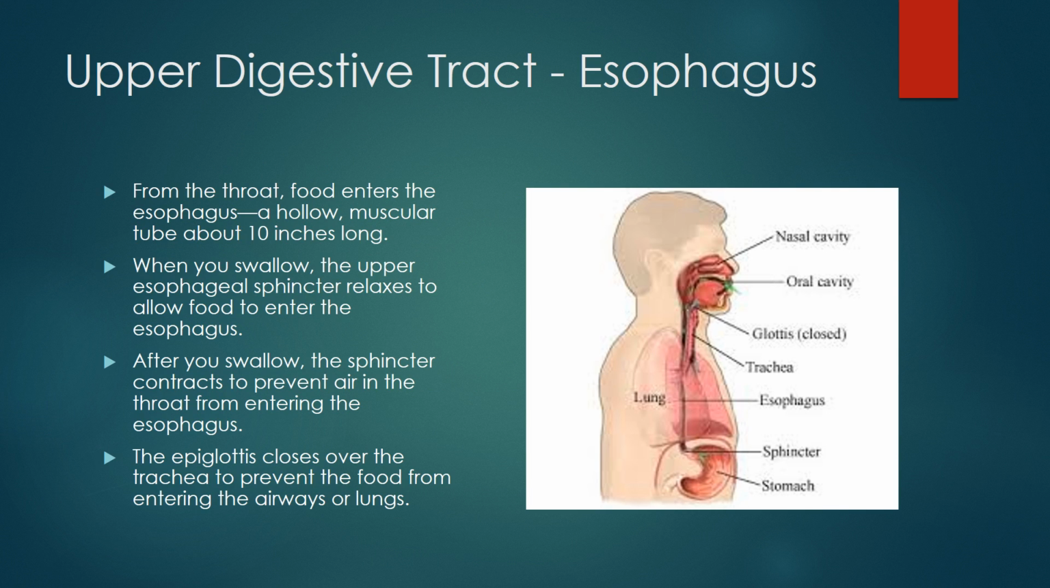For a little bit of background, let's first start with the upper digestive tract, especially the esophagus. From the throat, food enters the esophagus, a hollow muscular tube about 10 inches long. When you swallow, the upper esophageal sphincter relaxes to allow the food to enter the esophagus. After you swallow, the sphincter contracts to prevent air in the throat from entering the esophagus. The epiglottis closes over the trachea to prevent the food from entering the airway or the lungs.